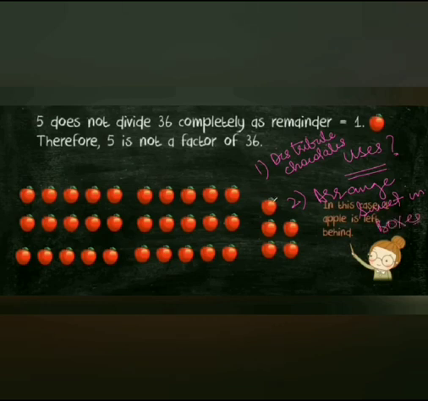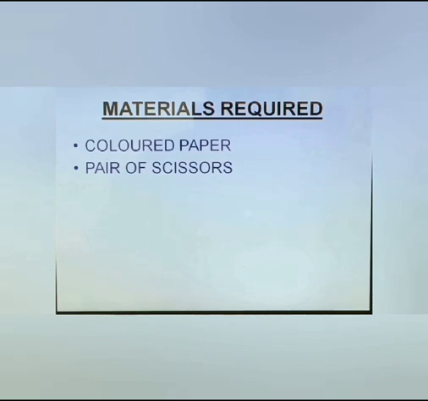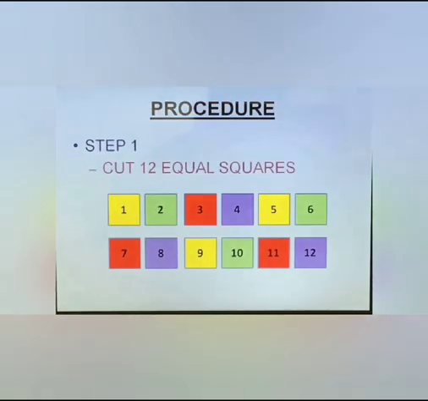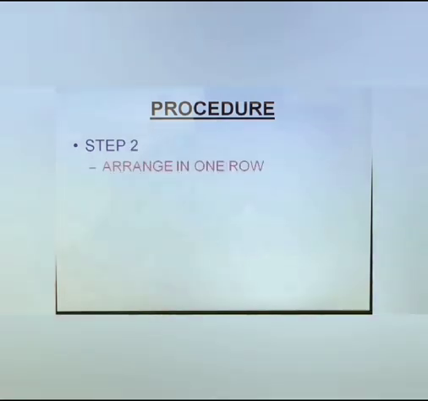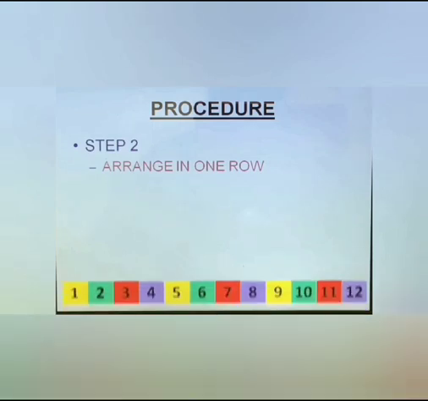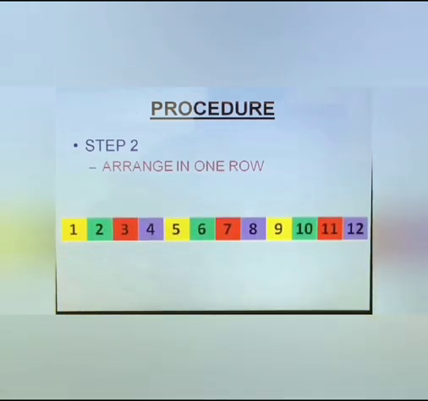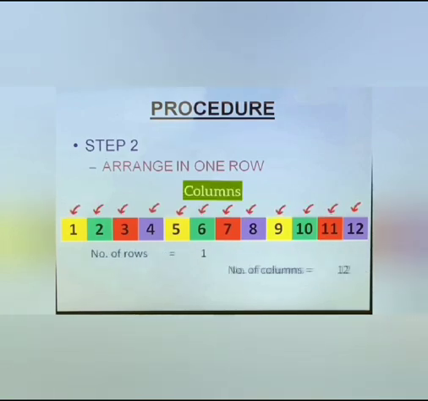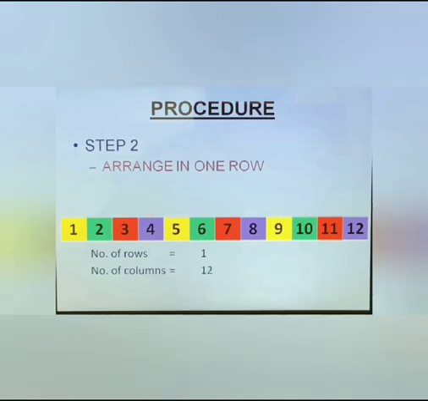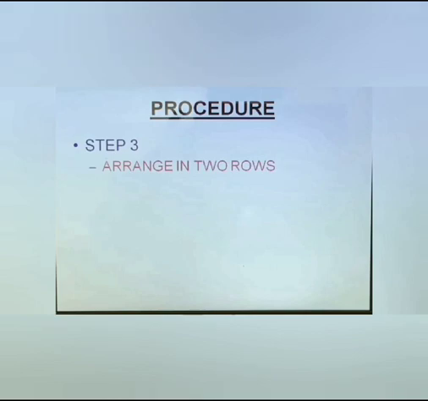Dear children, let's do an activity to understand properly the topic that is factors. For this activity we need color papers and a pair of scissors. Let's divide this into 12 equal squares and arrange them in a single row. On arranging them in a single row, we can see that there is 1 row and 12 columns. Let's arrange them into 2 rows.